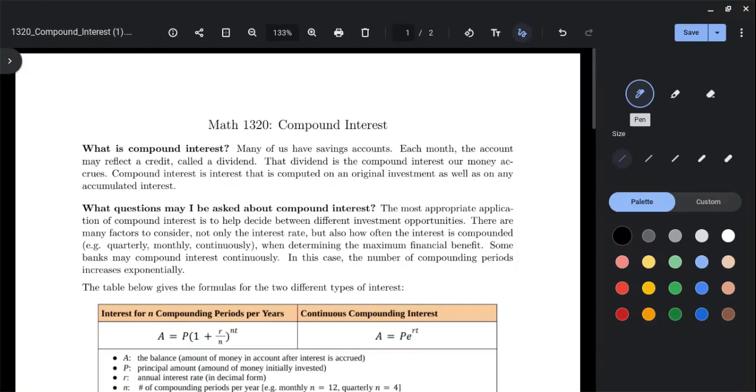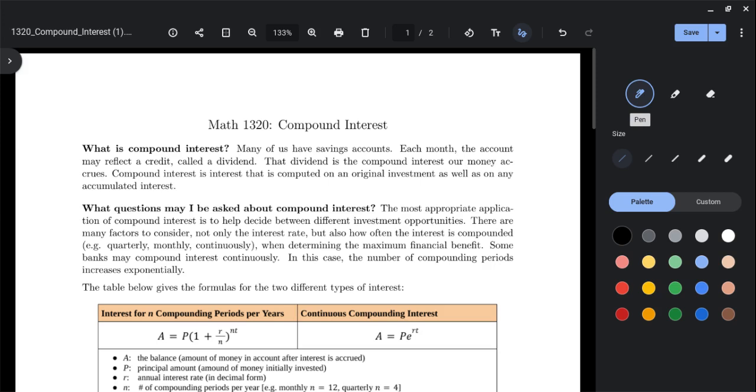Hi everyone. In this video, we're going to talk about calculating compound interest. So what is compound interest? It's the interest that's computed on an original investment as well as on any accumulated interest. So for example, this could be reflected in a savings account.